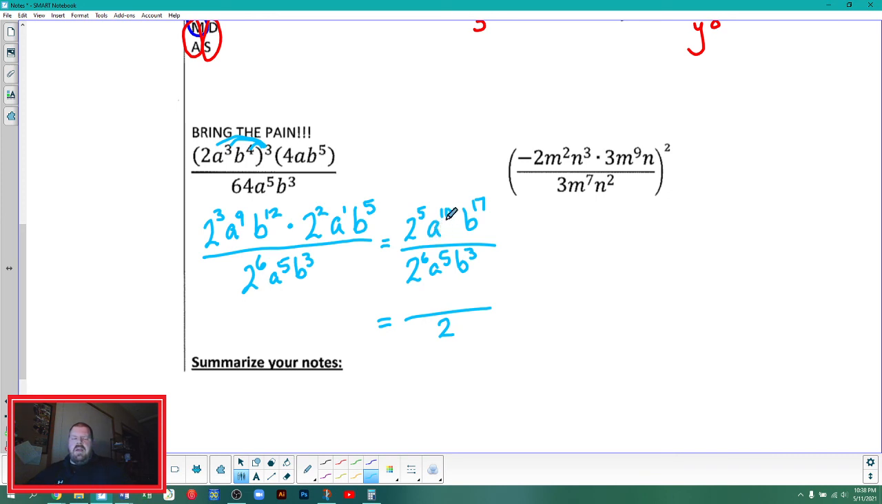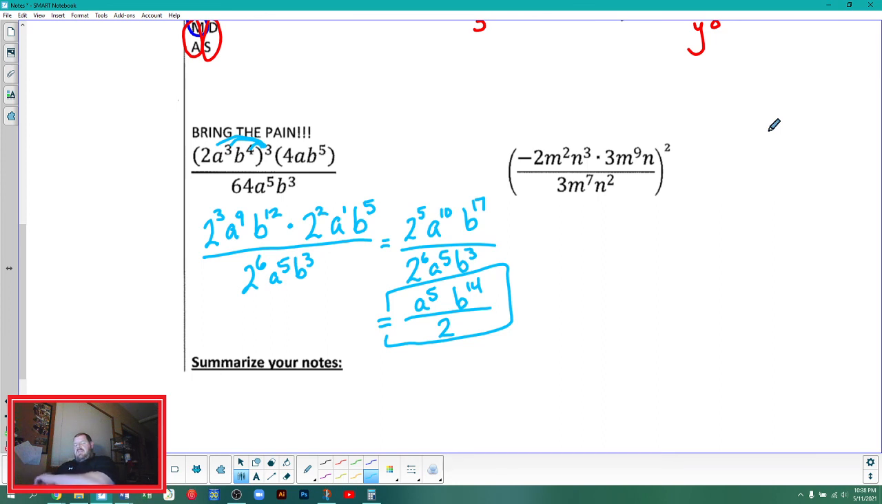Okay, and then A-wise, I have 10 and 5. 10 minus 5 is 5. B-wise, 17 minus 3 is 14. And that's what we're left with. But that is a lot simpler than what it started out as.